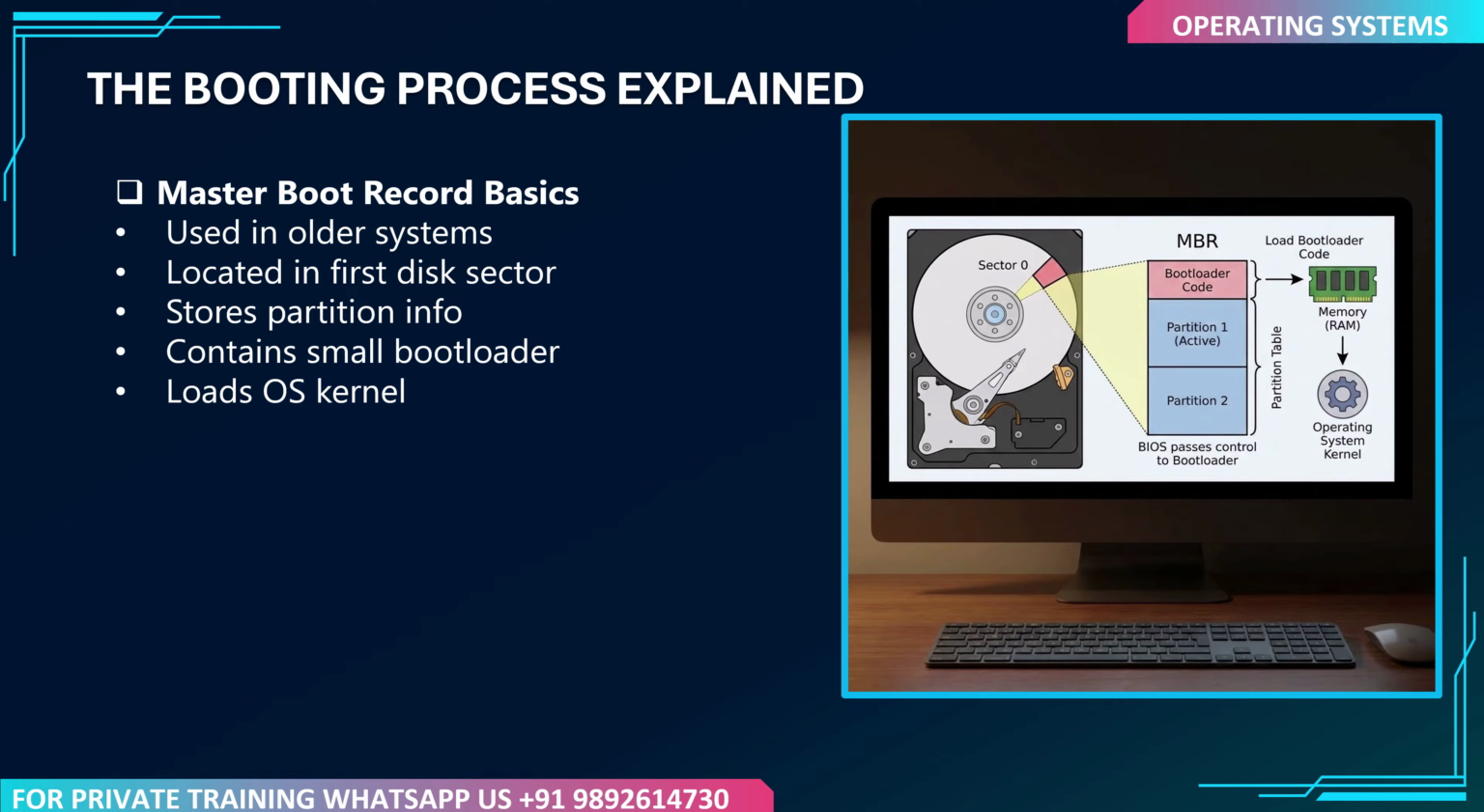It contains two important things. First, it stores information about disk partitions. Second, it contains a small piece of executable code known as the bootloader. When the BIOS finds a disk with an MBR, it loads this small bootloader code into memory and hands over control to it. This bootloader then looks for the operating system files and loads the operating system kernel into memory.